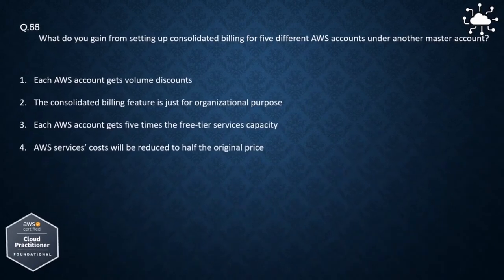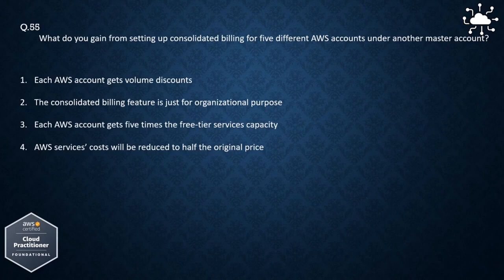Question 55. What do you gain from setting up consolidated billing for 5 different AWS accounts under another master account? 1. Each AWS account gets volume discounts. 2. The consolidated billing feature is just for organizational purposes. 3. Each AWS account gets 5 times the free tier services capacity. 4. AWS services costs will be reduced to half the original price. The correct answer is each AWS account gets volume discounts.